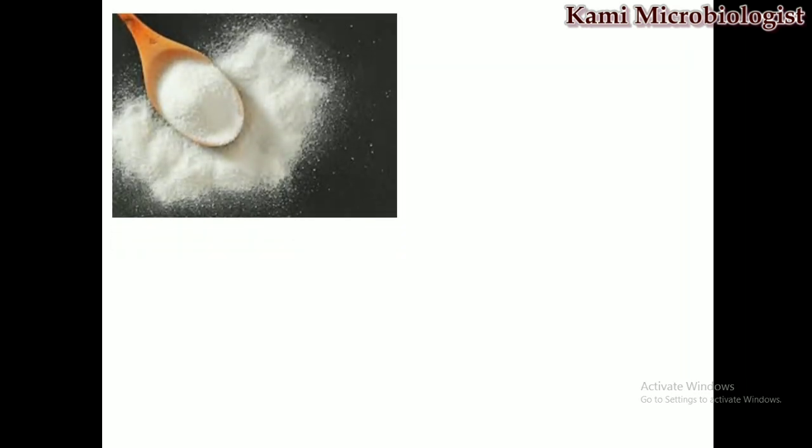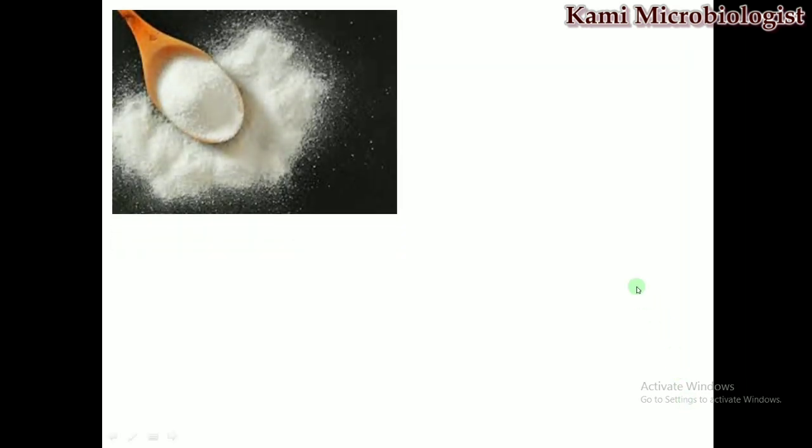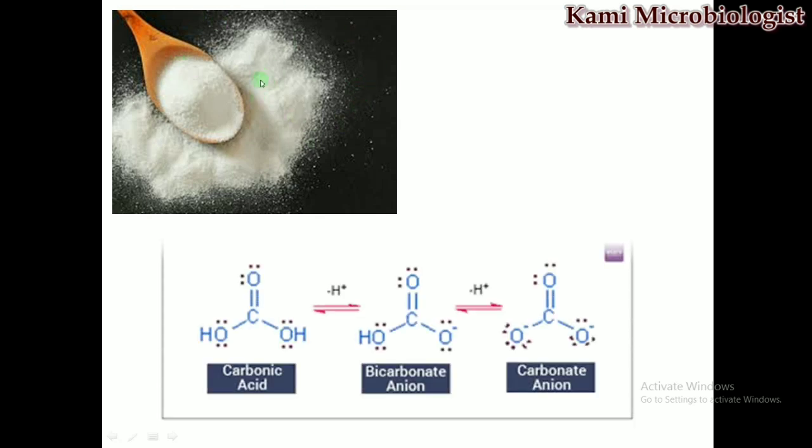Now let's see bicarbonate diagrammatically. As you can see, this white powder represents bicarbonate. If we see the chemical formula, this is carbonic acid. When one hydrogen is removed, we call that the bicarbonate anion. On the bicarbonate there is a negative charge, so that's why it is called the bicarbonate anion. Whenever another hydrogen is removed, we call that the carbonate anion.